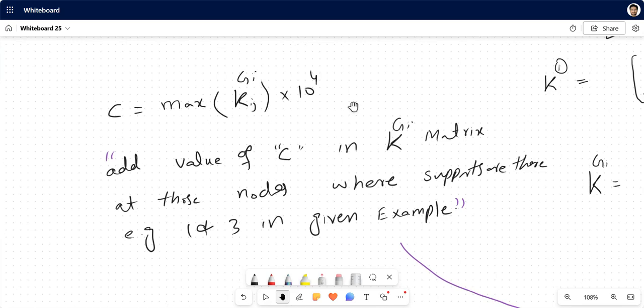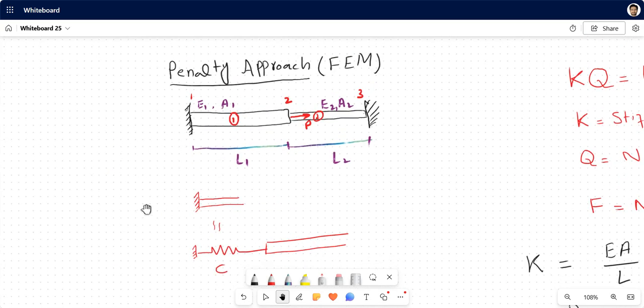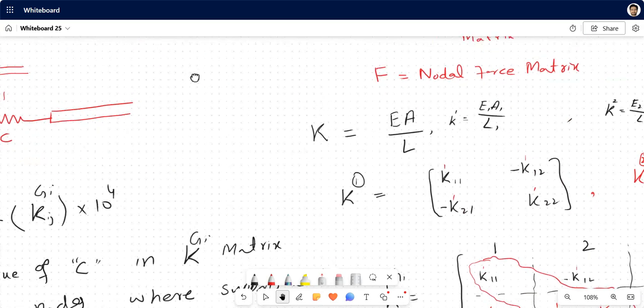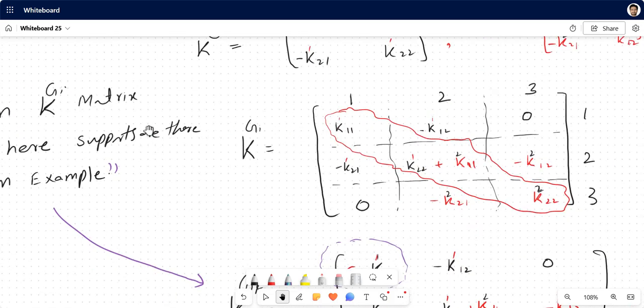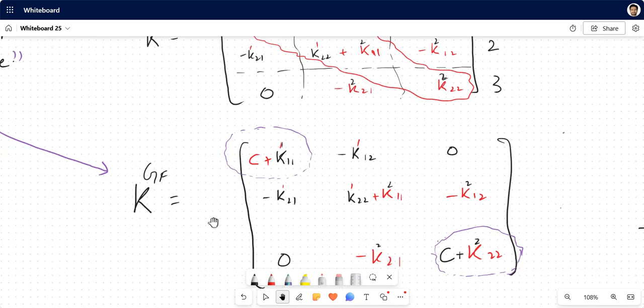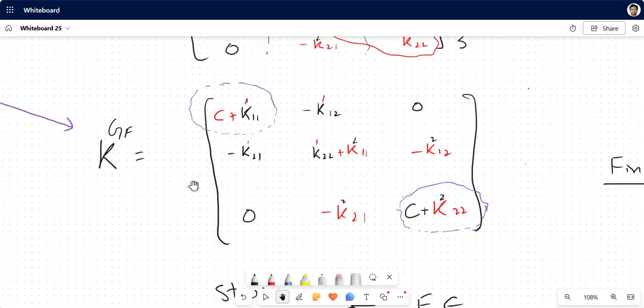Since now you have the value of C, the stiffness according to the penalty approach, you need to add this value of C in the global stiffness matrix wherever your support nodes are. So if you see your actual problem, your support nodes are at 1 and 3. So you will be adding these C values in the global stiffness matrix, which will formulate the final global stiffness matrix, at points 1 and 3. That will do it for your supports. The supports were located at 1 and 3, from there you got your C values and you put them here.